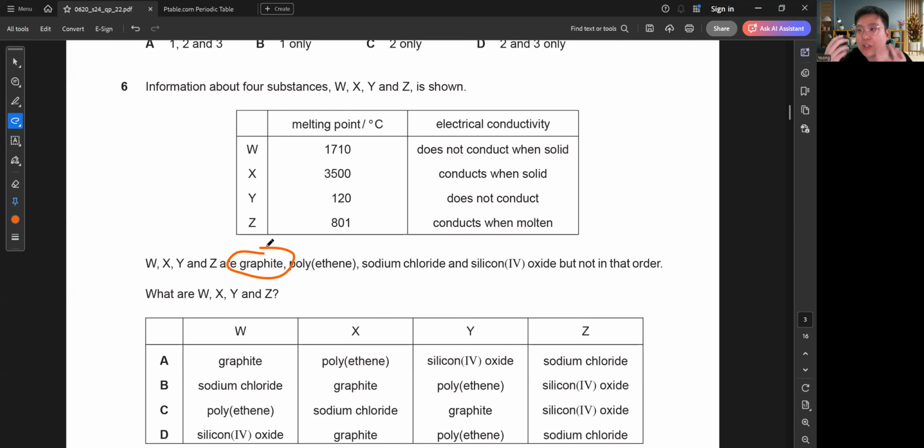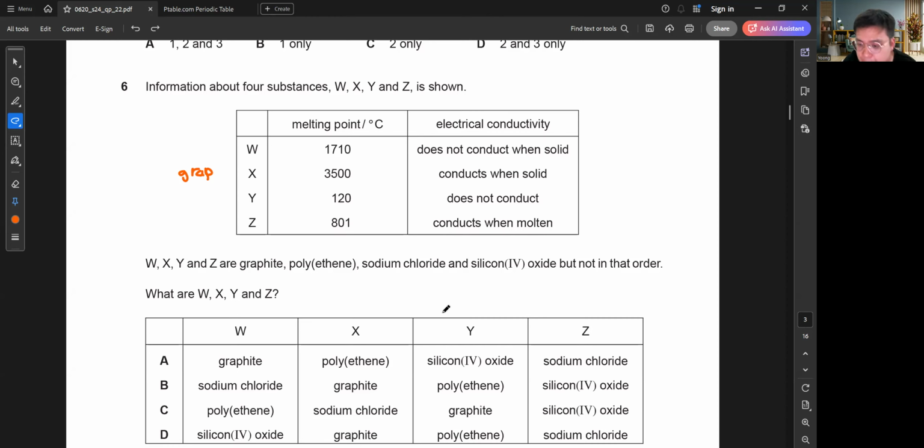Graphite is what we use in electrolysis as our electrode. So it definitely has to be able to conduct electricity, in a solid form, because the electrode is solid. So here, which one conducts when solid? Only one. So this definitely has to be graphite. I'm just going to write the short form here. And then polyethylene, we know that polyethylene cannot conduct electricity. So for now, we'll just leave it on one side first.